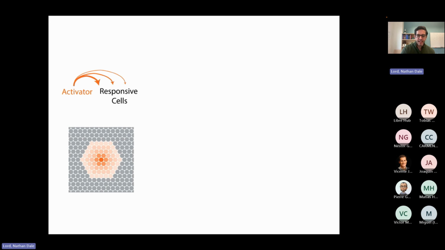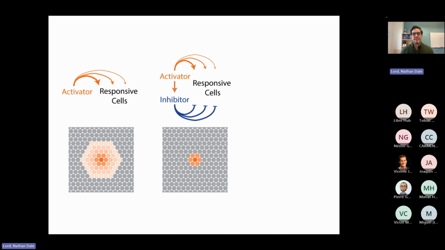But the observation that kind of got everything I'm going to tell you today into motion was that if you look at natural patterning systems, they are rarely this simple. And one elaboration that you often see is negative feedback control. What that means is the activator, in addition to driving responses in the target cells, also drives the production of inhibitors of its own signaling.